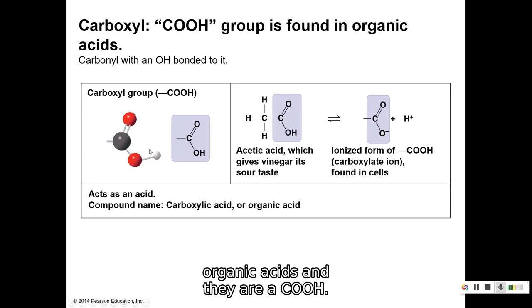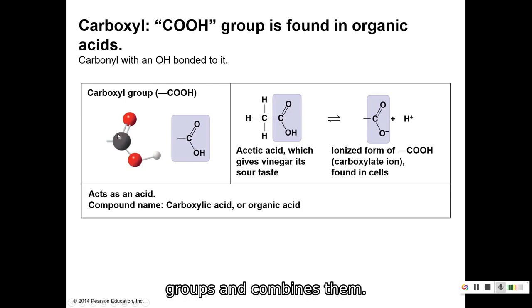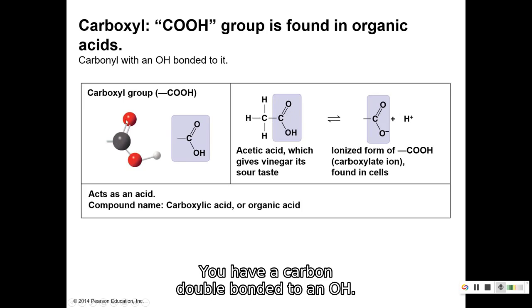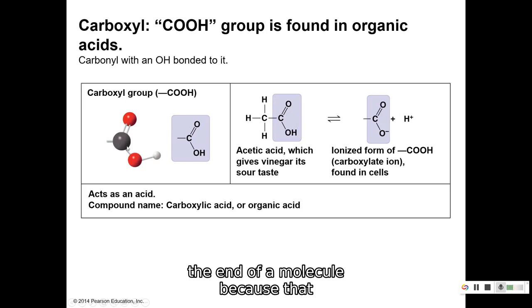Carboxyl groups are found in organic acids, and they are a COOH. So it kind of takes those last 2 functional groups and combines them. You have a carbon double bonded to an O, and this carbon is also bonded to an OH. You are only ever going to see this at the end of a molecule because that only has one place left to be bonded to the carbon backbone for the rest of it. So these are going to act as acids.